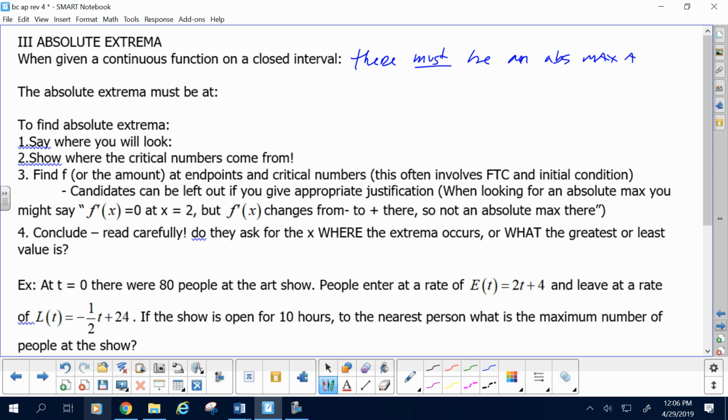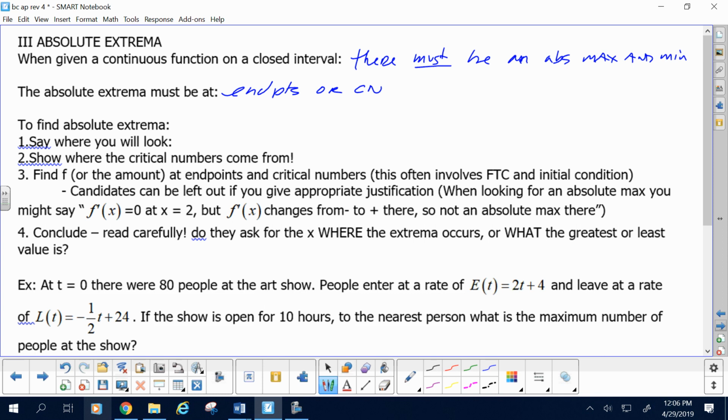It has to have one. It doesn't have to be unique. It could happen more than once, but it has to have one. The absolute extrema must be at endpoints or critical numbers. I was taught, and I've taught you, to make that your thesis of the problem. That's the first thing you write. Absolute extrema are at endpoints or critical numbers.